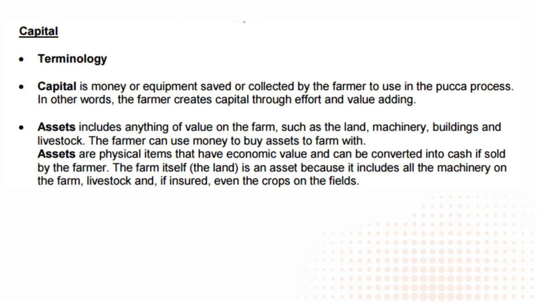Terminology. Capital is money or equipment saved or collected by the farmer to use in the production process. In other words, the farmer creates capital through effort and value adding. Assets include anything of value on the farm, such as the land, machinery, buildings and livestock. The farmer can use money to buy assets to farm with. Assets are physical items that have economic value and can be converted into cash if sold by the farmer. The farm itself, the land, is an asset because it includes all the machinery on the farm, livestock and, if insured, even the crops in the fields.